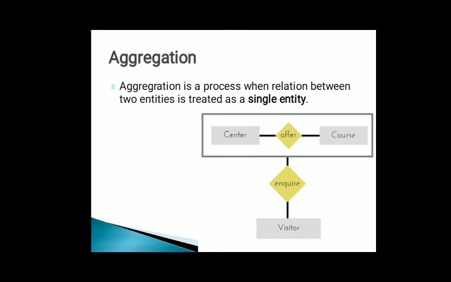Let's see. Okay. Now in the real world, if a visitor or a student visits the coaching center, she or he will never inquire about the center only or just about the course. Rather, she or he will inquire about both, right? Inquiring about both. So here the center and course act as a single entity, right? And are connected with a relationship with the visitor entity, right?